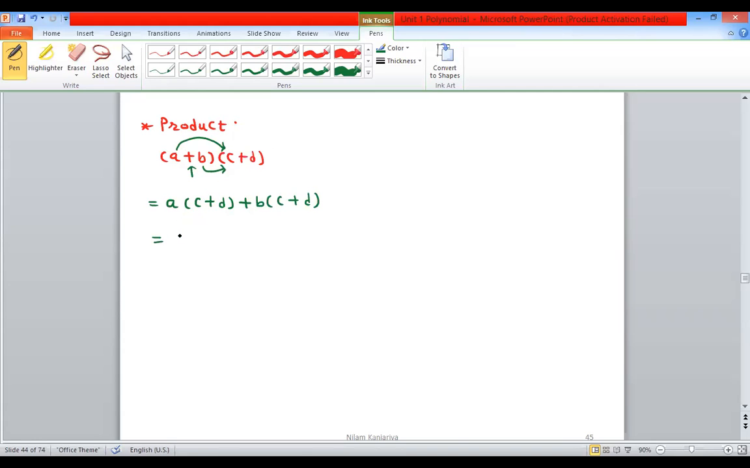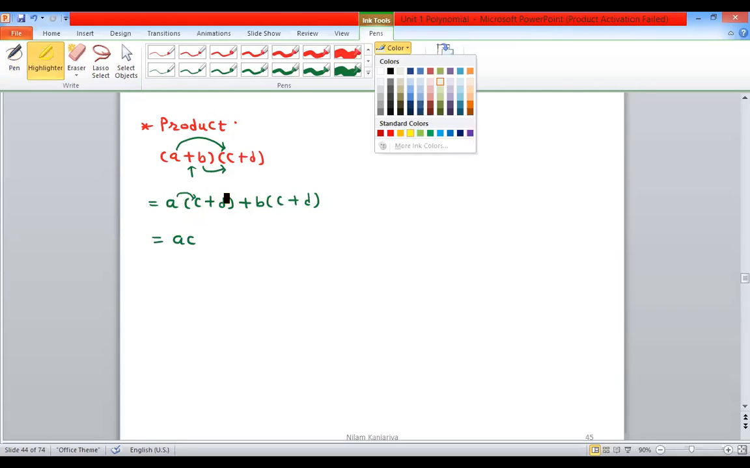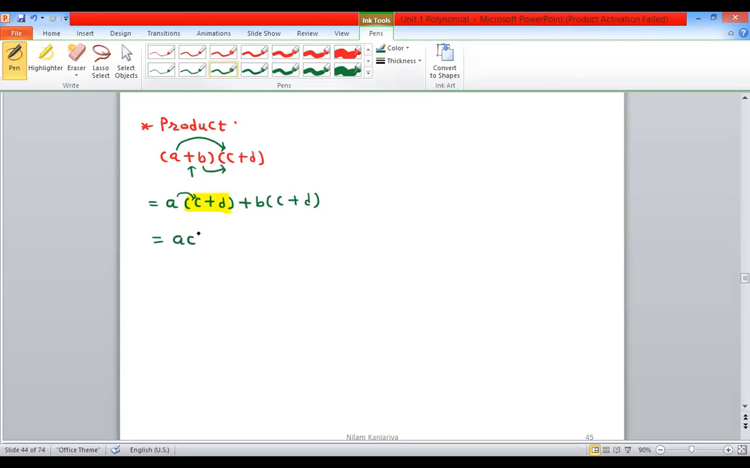So A into C, it is AC. This A multiplied by the full bracket will look like AC plus AD. And similarly, B multiplied by this one becomes BC plus BD. This is the general rule. How could we multiply two polynomials? But in this polynomial, you remember this thing. This is a formula.